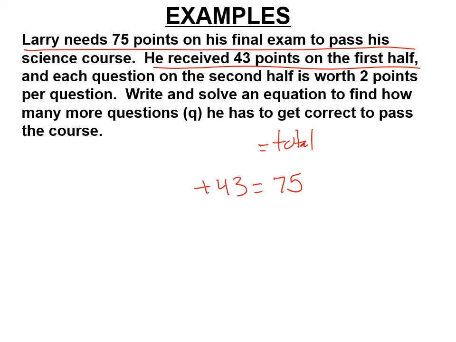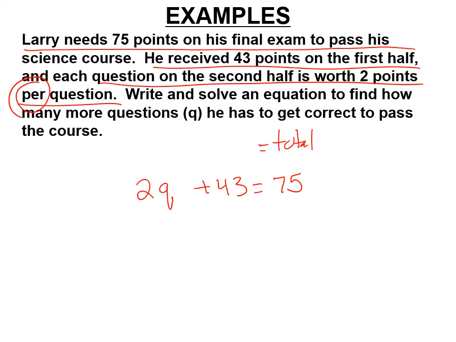And by the way, this is almost always going to be plus. It's really hard to write them where I can put a minus there. So those are almost always going to be plus. And each question on the second half is worth 2 points per question. That word per is a dead giveaway. You have a rate, like miles per hour, dollars per pound. And that is going to be our coefficient. And the variable here is questions. We want to know how many questions he has to get right to get exactly a 75.